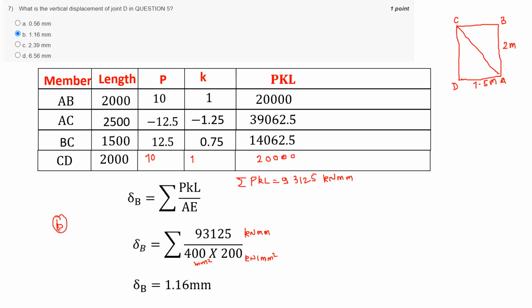So likewise, we have to solve the problems of truss. So this is question numbers 5, 6, 7. The one that remains, we will see in the next video.